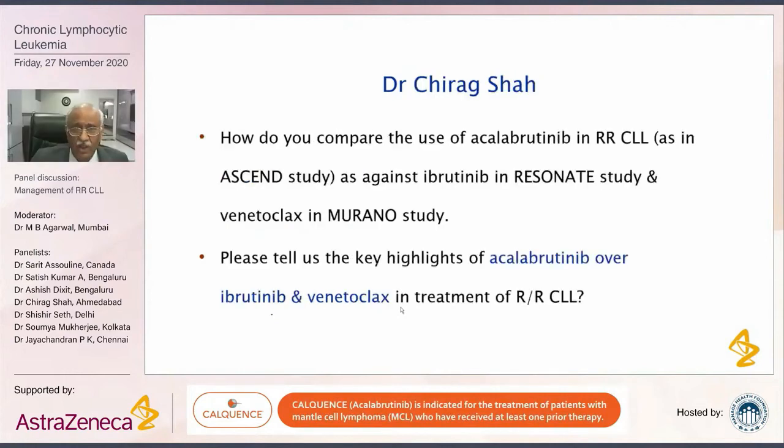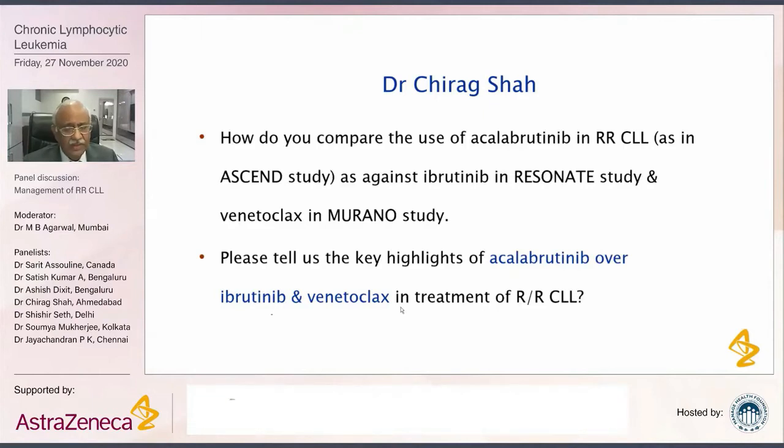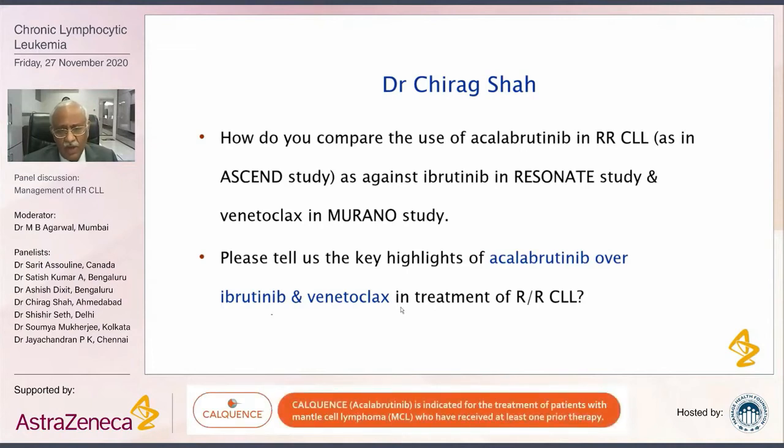Right, got it. Question to Dr. Chirag. How do you compare the use of ACAL in relapsed CLL, as in the ASCENT study, against IBRU in the RESONATE study and venetoclax in the Murano study? Please tell us the key highlights of ACAL over IBRU and veneto in treatment of relapsed CLL.